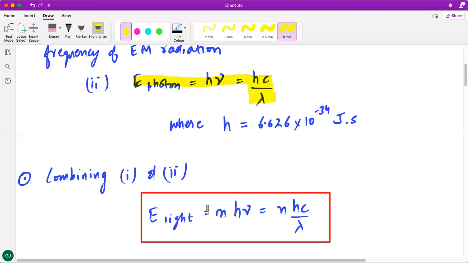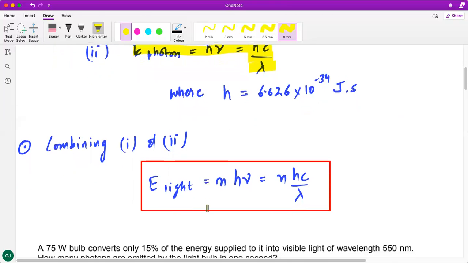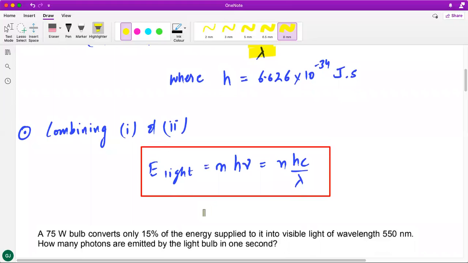So let's go through a couple of questions. We'll start with a very simple one in the first place. There is a bulb which uses certain power and converts some of it into visible light of wavelength 550 nanometers. The question is asking: how many photons of this wavelength are emitted by the light bulb in 1 second?